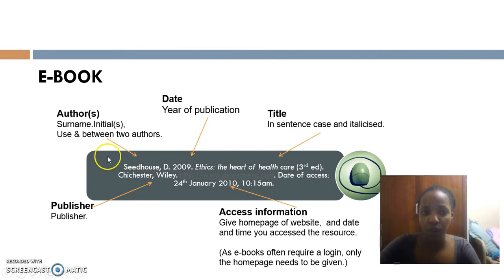And then we have an ebook. Firstly, you start with the author's surname and then initial, the year of publication of that book, and then the title of the book, which must be italicized, and then the publisher of that book, and then the access information, which consists of the home page where you accessed that ebook and the date and time that you accessed that resource on.